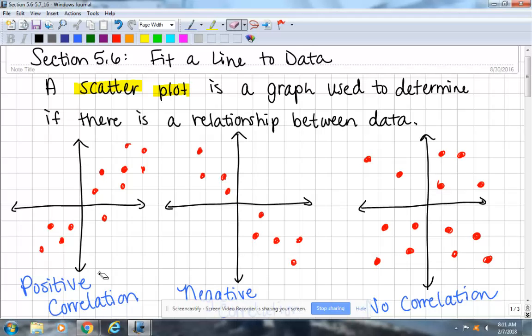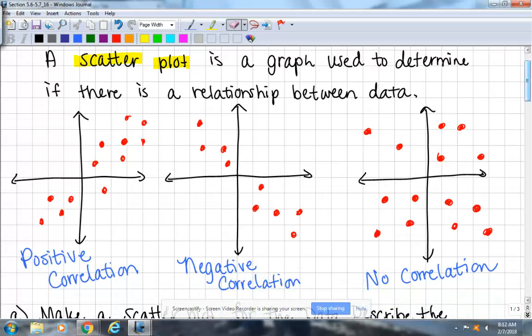But he collects data, and he looks for trends in data all the time. So it's used to find if there's a relationship between data. So there's three major types of correlation a scatter plot can have. We've got a positive correlation, a negative correlation, or no correlation.